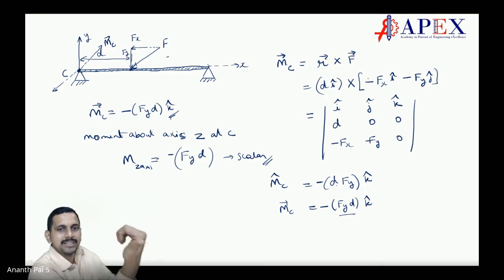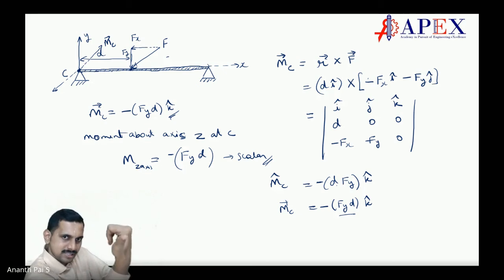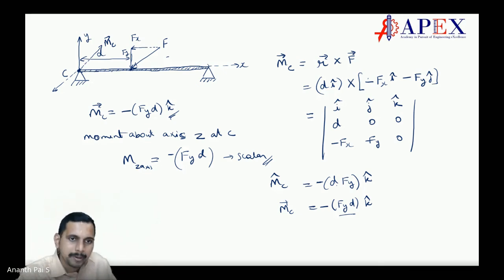Put your thumb like this. This is the direction. Minus. See the direction. The moment is into the paper. Does it make sense? Yes, sir. Very good.